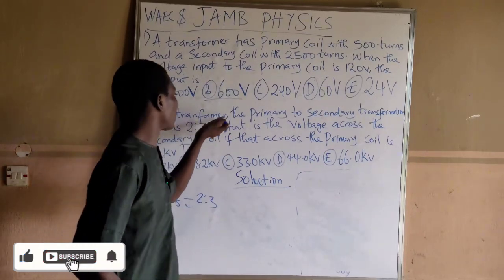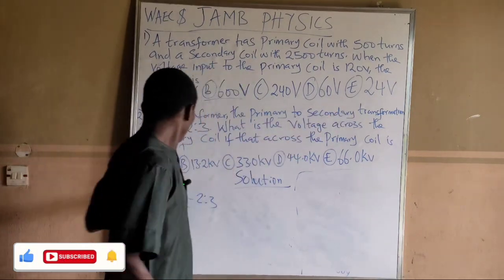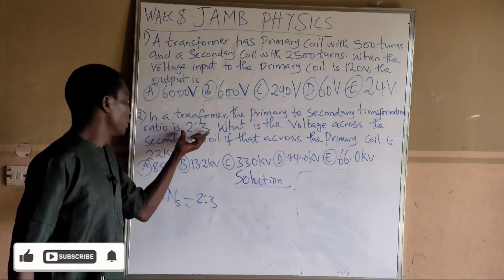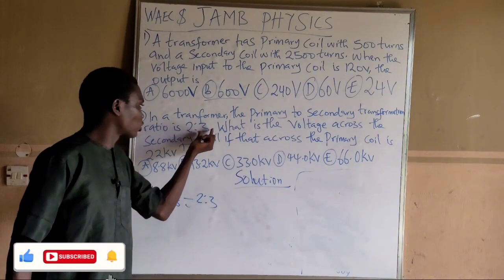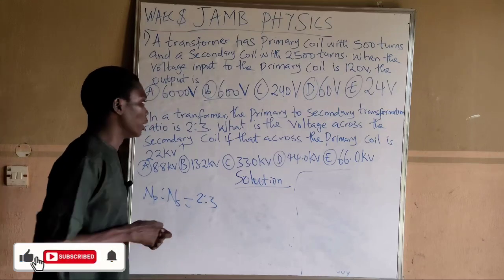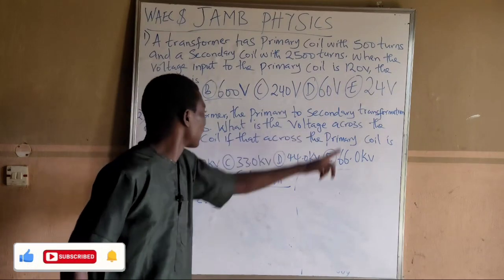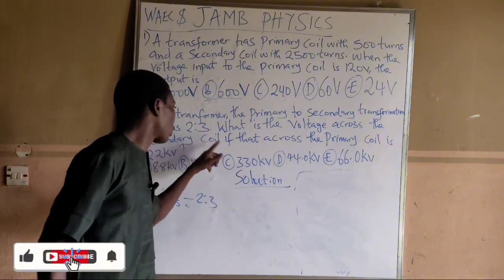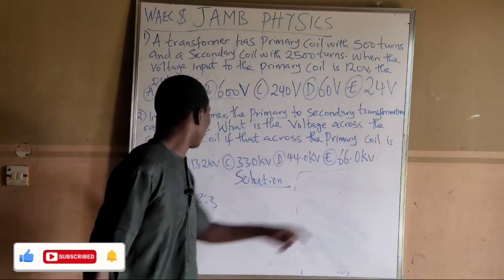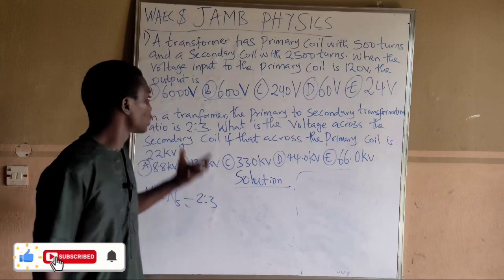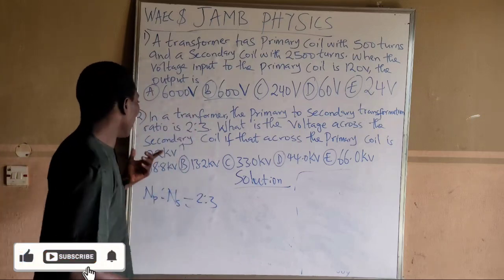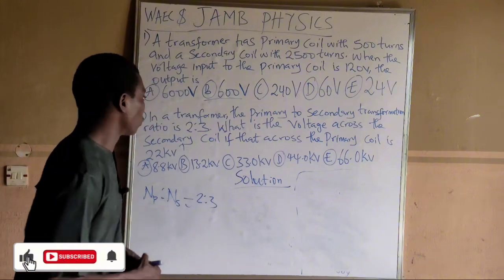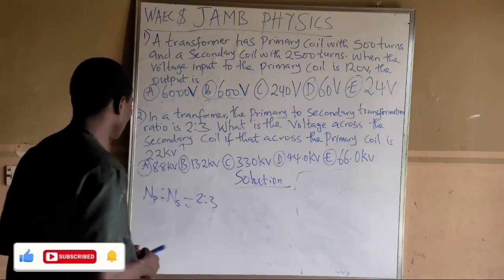In a transformer, the primary to secondary number of turns is given to be 2:3. What is the voltage across the secondary coil? Now we are calculating the voltage across the secondary coil, if that across the primary coil is given. You can see that it's almost similar to question number 1. We are given the voltage at the primary coil, and we have to calculate the voltage at the secondary coil. This is the same thing as what we did.